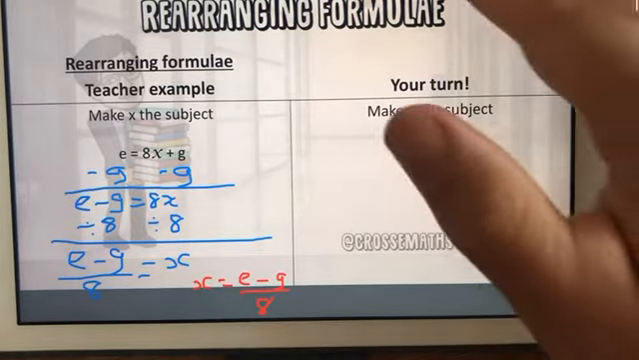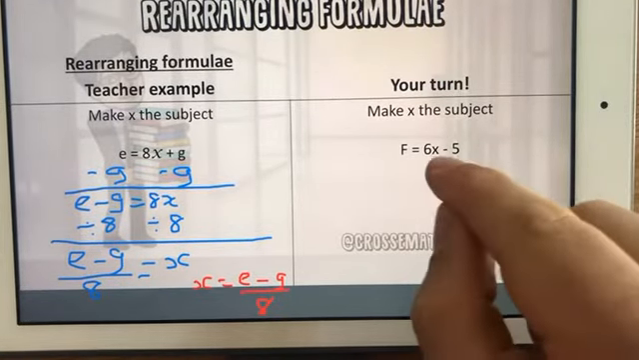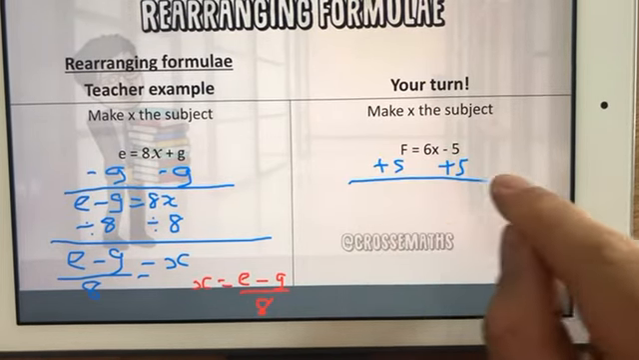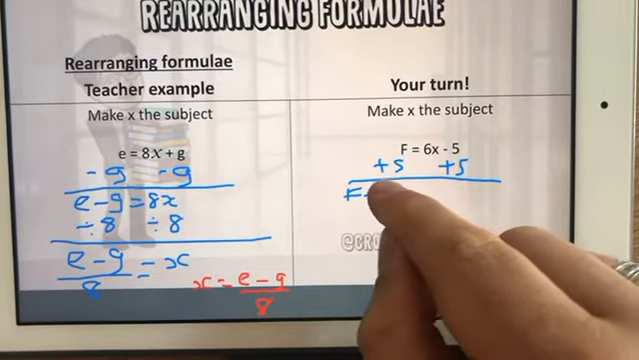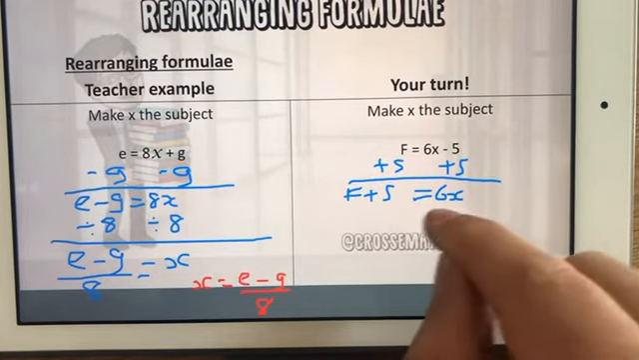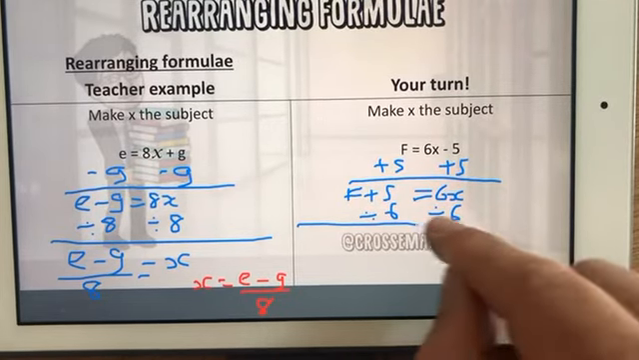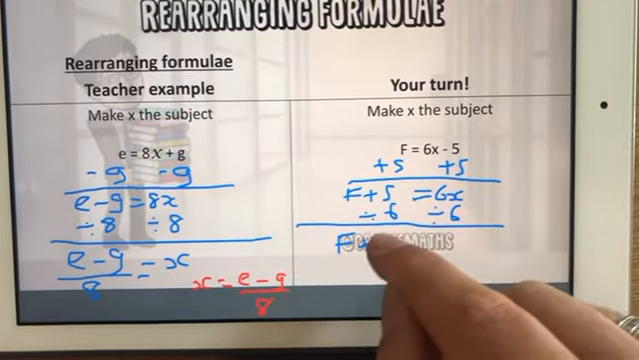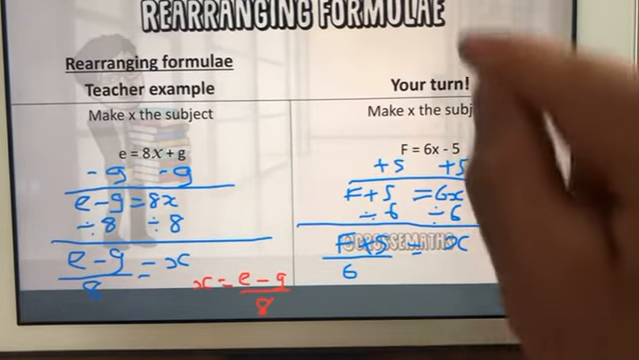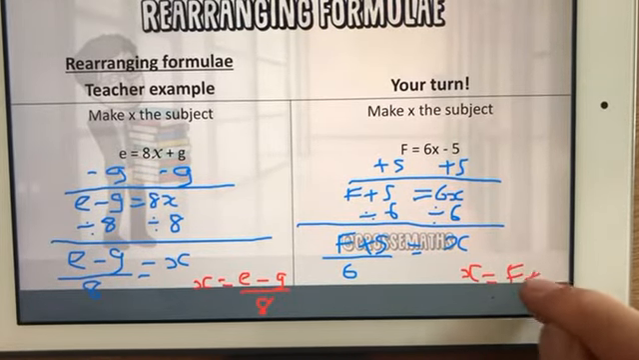Right then, guys, going through the one on the right hand side, same steps as you would normally with solving equations. I want to get x on its own, so I'm going to add 5 to both sides. On the left, I end up with f plus 5 equals 6x, plus 5 minus 5 makes nothing. Then I divide by 6. So I end up with f plus 5 all over 6, and 6 divided by 6 just leaves me with 1x. So my answer in red is x equals f plus 5 all over 6.